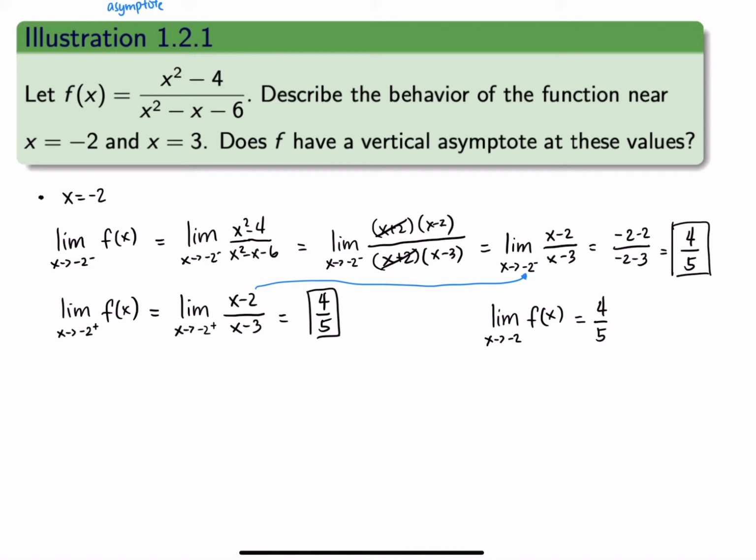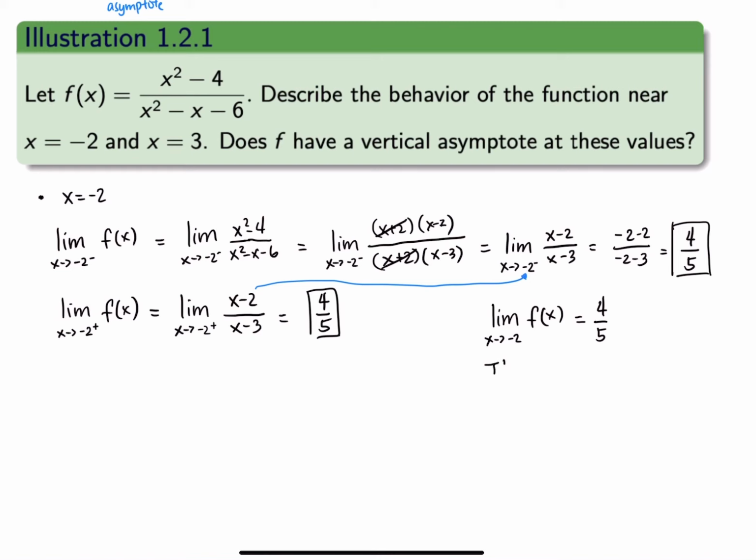Okay, so with respect to the behavior of the function, as x approaches negative 2 from the left and from the right, they both approach 4/5. And does f have a vertical asymptote at x equals negative 2? No, because our denominator is not 0. Right? Okay, so let's just write that down.